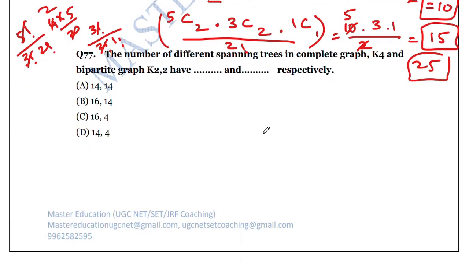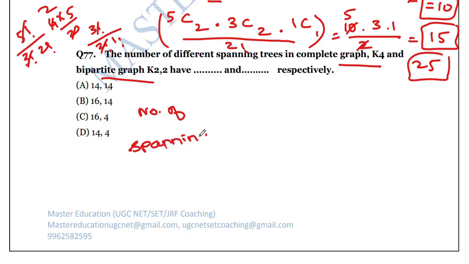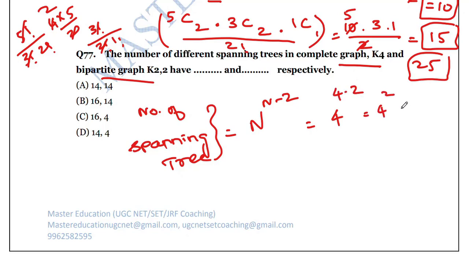Okay. The next question is, the number of different spanning trees in a complete graph K4 and bipartite graph K2,2 are dash and dash respectively. So if you want to find the number of spanning trees, the formula is n to the power of n minus 2. So 4 to the power of 4 minus 2, that is equal to 4 square, that is equal to 16 spanning trees.